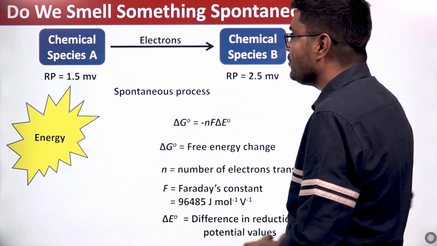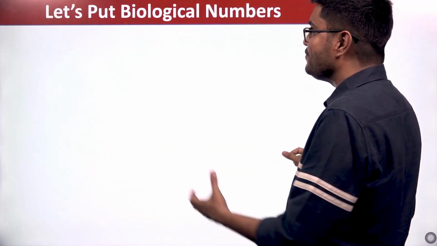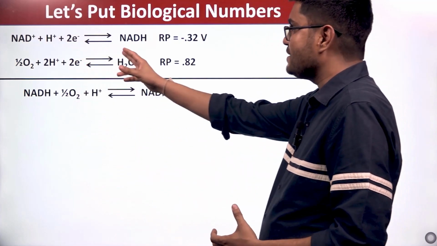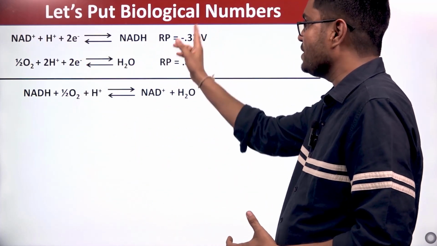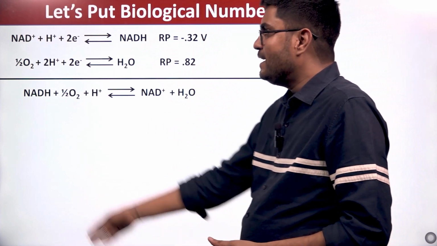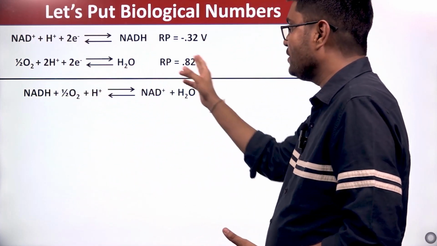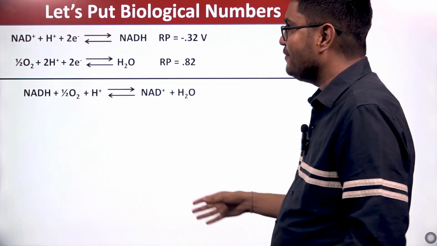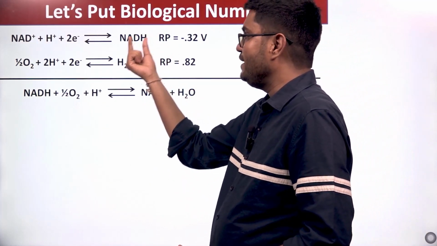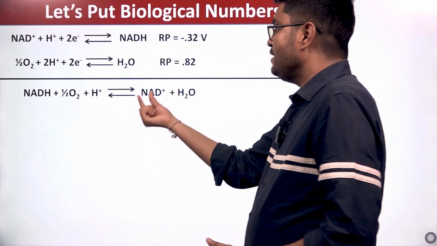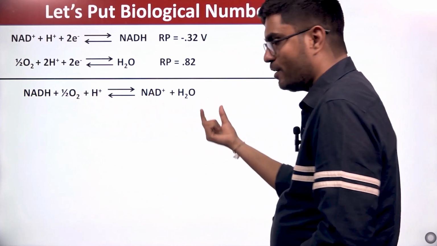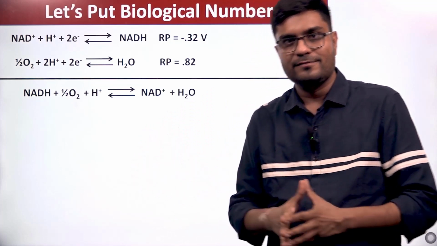Let's calculate the amount of energy for a famous example which we have already seen. We have seen that NAD+ + H+ + 2 electrons has a reduction potential of minus 0.32 volt, and half O2 to H2O has a reduction potential of plus 0.82. The final reaction will happen where electrons will go from NADH to half O2, NADH converting into NAD+, and half O2 converting into water. The famous reaction of mitochondria.